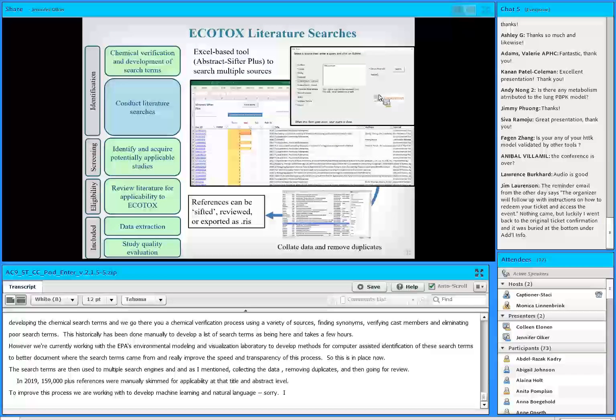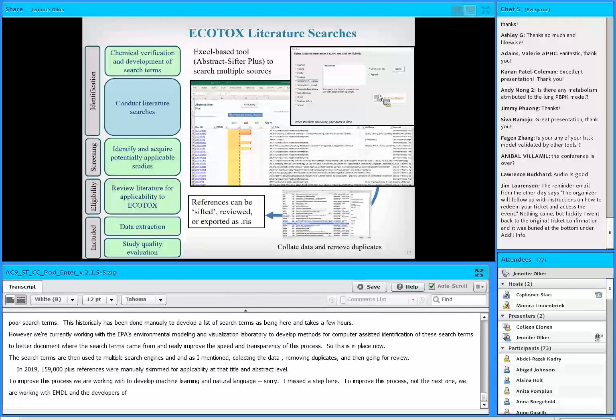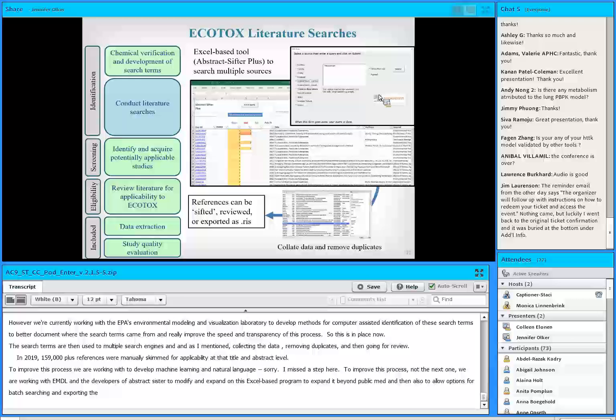To improve this process, we are working with EMVL and the developers of Abstract Sifter to modify and expand on this Excel-based program to expand it beyond PubMed, and then also to allow options for batch searching and exporting the references as RIS files so they can be easily imported into other programs.